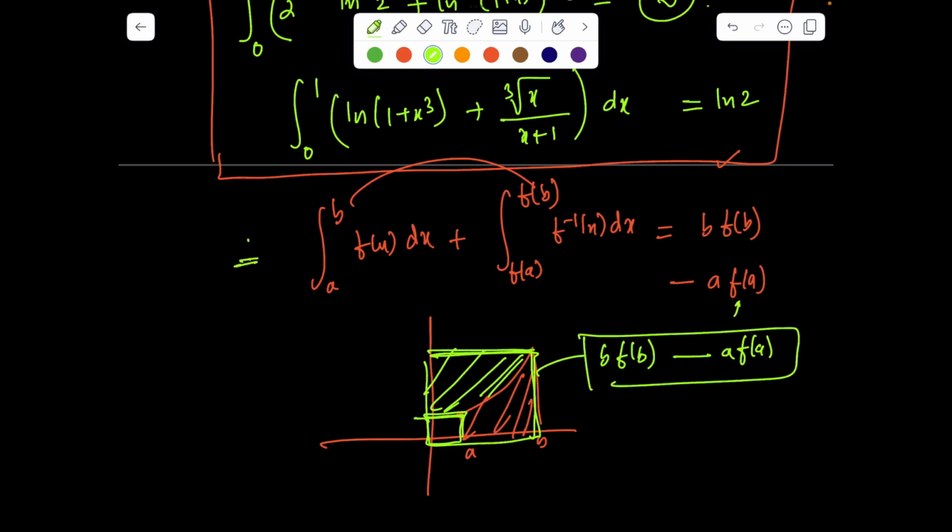You can use integration by parts as well, assuming f is a differentiable function, because in integration by parts you'll get a term like f dash x, so you need to find this derivative. But even without differentiability, the continuity of the function is enough to prove this result, right? Of course, you can use Riemann sums also to prove this in a very rigorous way.